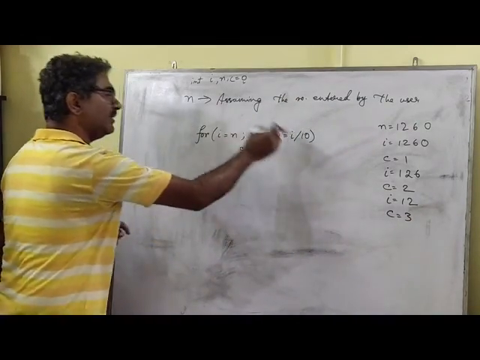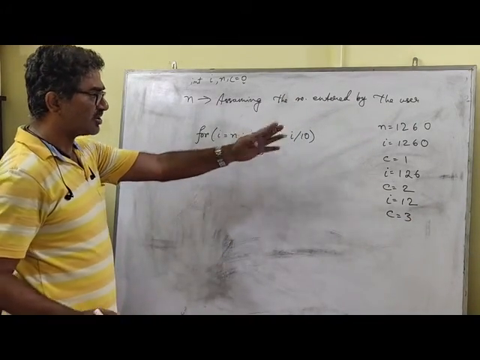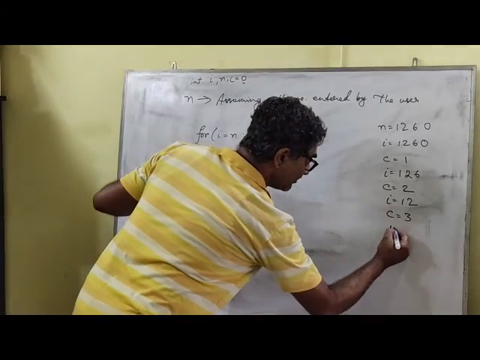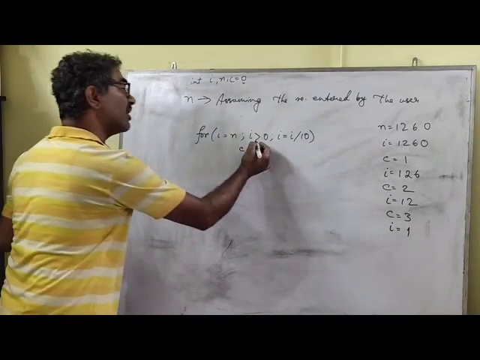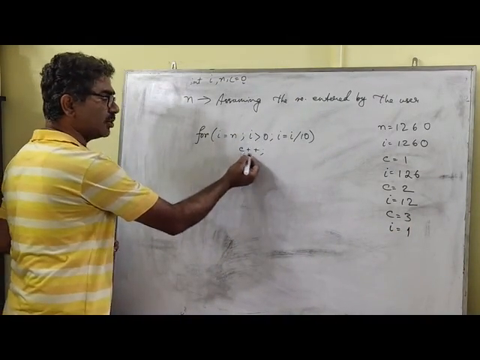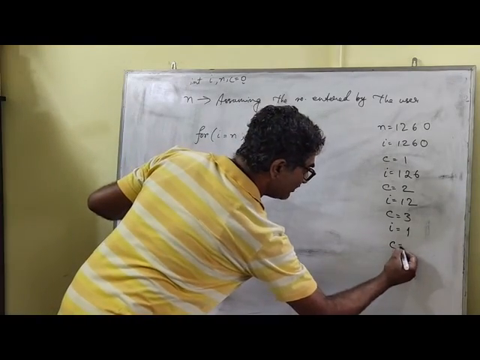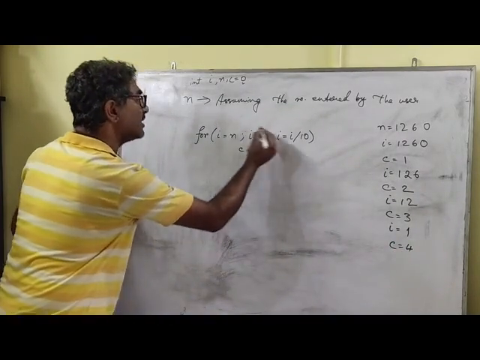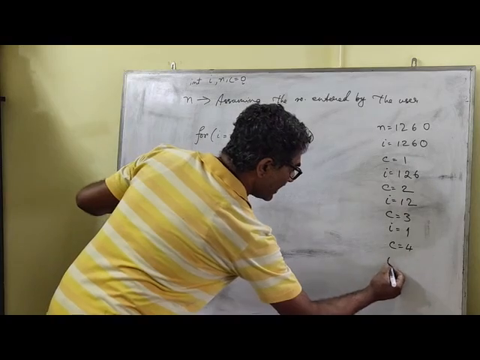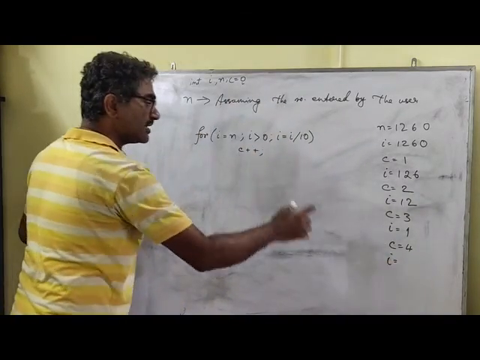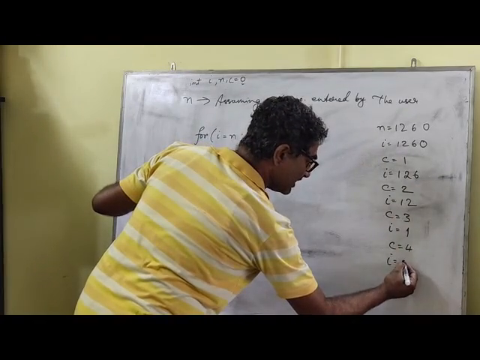And again the updation part gets executed. So I equal to I divided by 10. So next time the value of I will be 1. And obviously 1 is also greater than 0. So again it enters the loop, C++. The value of C will be 4. And then again it goes over there. I equal to I divided by 10. So what is I? I was 1. 1 divided by 10 is 0.